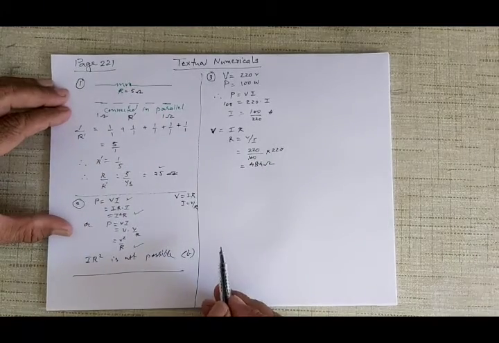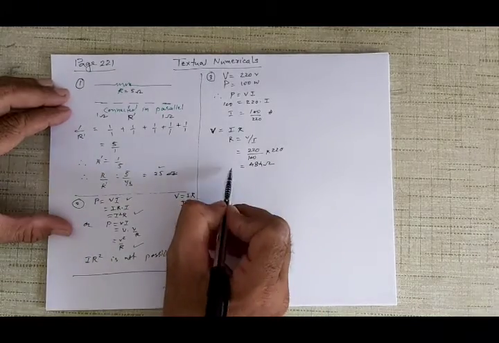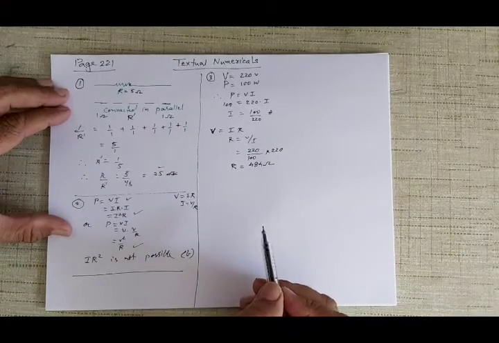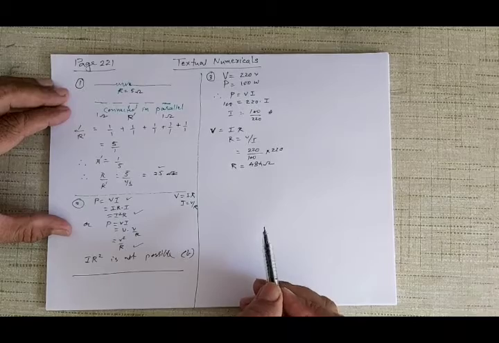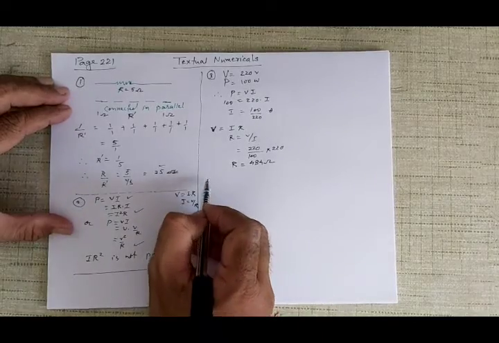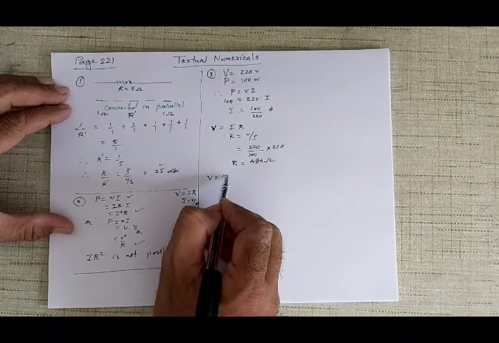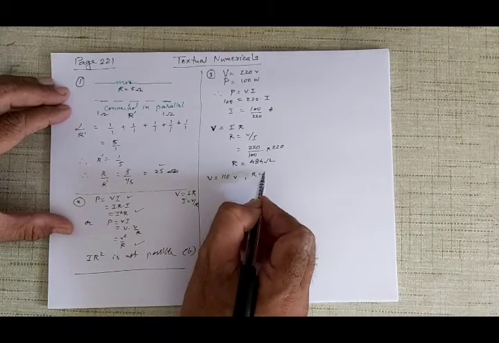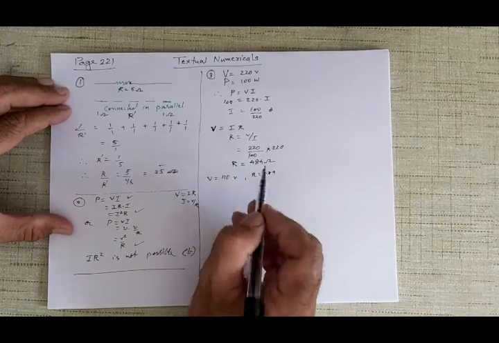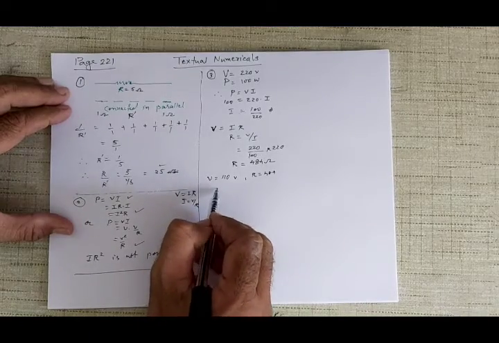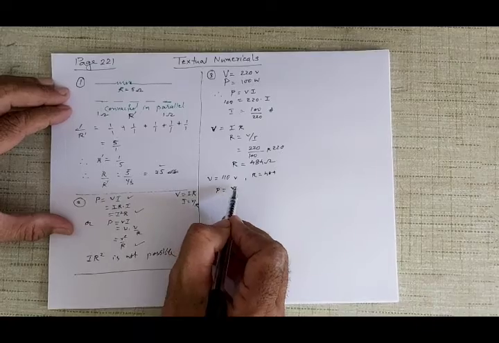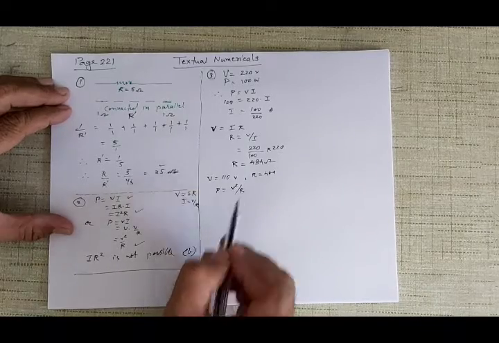Zero will cancel out. Okay, so now this is the resistance of the bulb. Now what is the question? What will be the power when it is connected to 110? Now V is equal to 110 volts. Resistance is equal to 484, and we want to find power. Power will be equal to V square upon R.